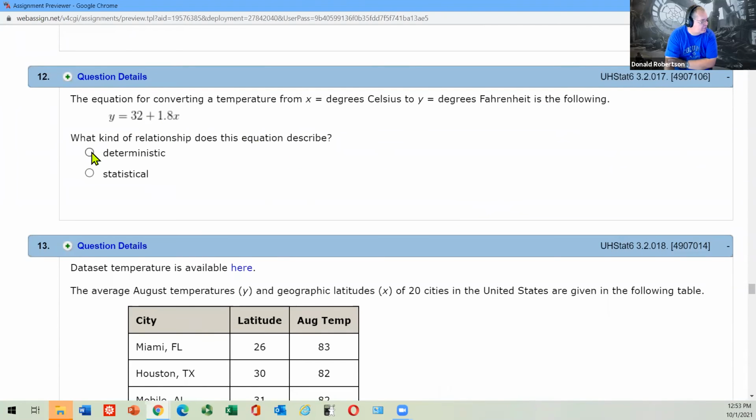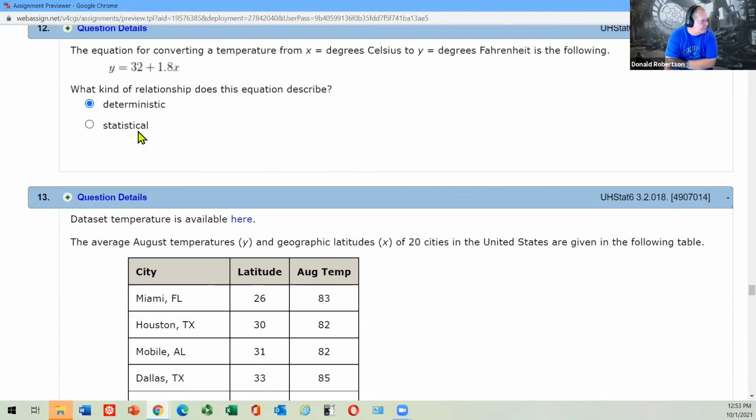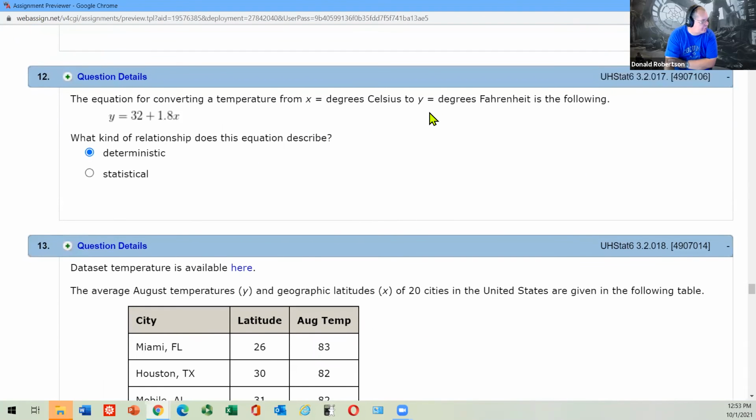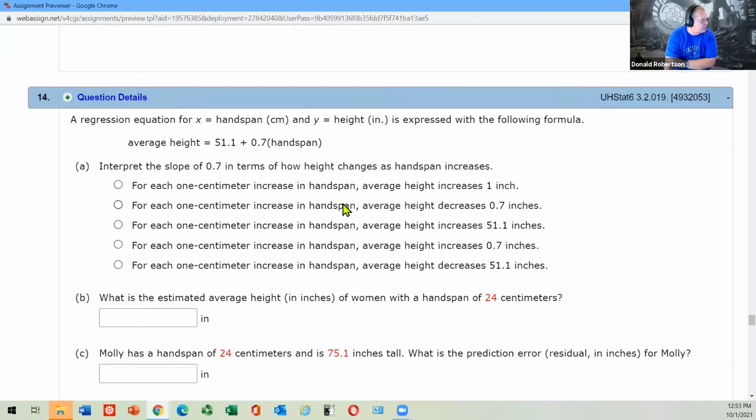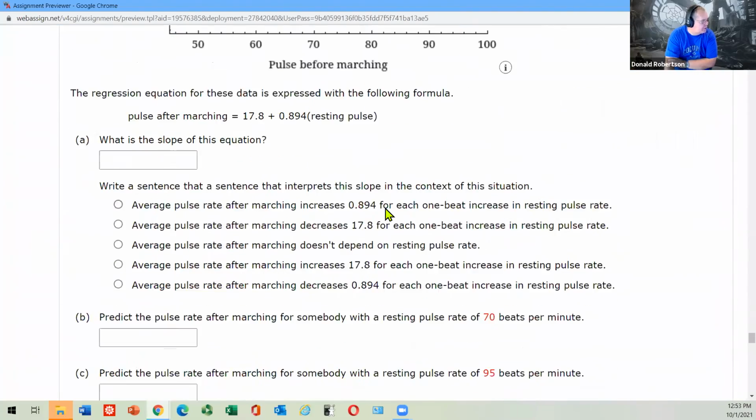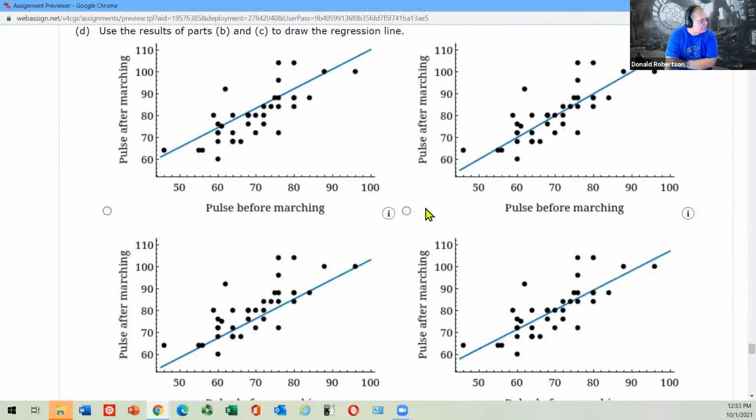There's another one. Oh, and you could use the fact that it's centigrade. Has this got a cat? No, this one gives you a formula. This one gives you a formula.